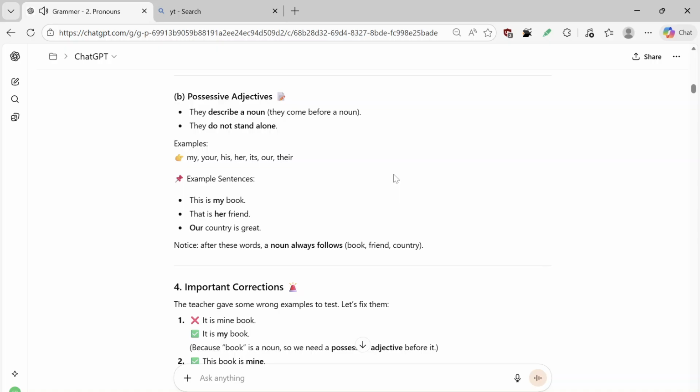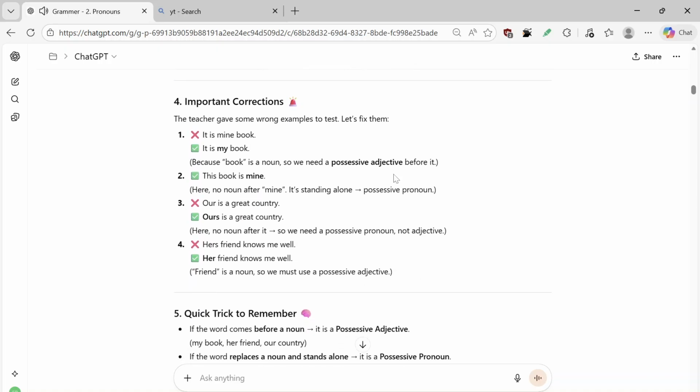Number 4. Important corrections. The teacher gave some wrong examples to test. Let's fix them. 1. "It is mine book" becomes "It is my book," because book is a noun, so we need a possessive adjective before it. 2. "This book is mine." Here, there is no noun after mine. It's standing alone, a possessive pronoun.